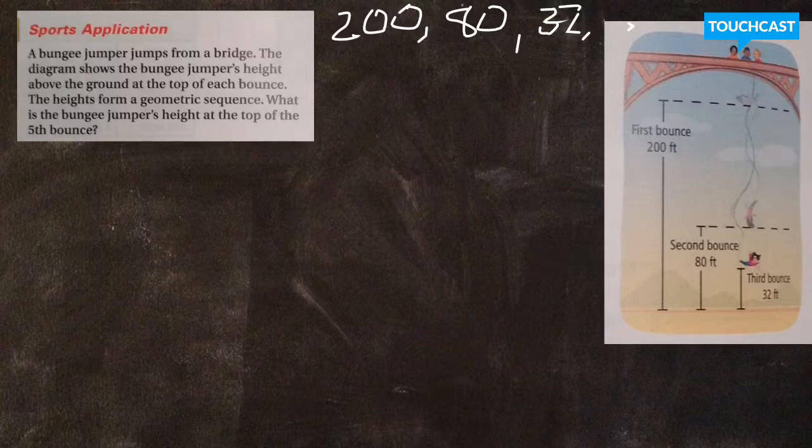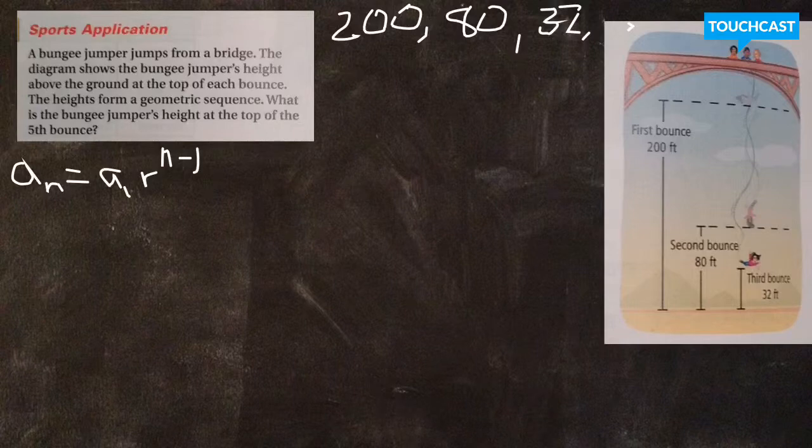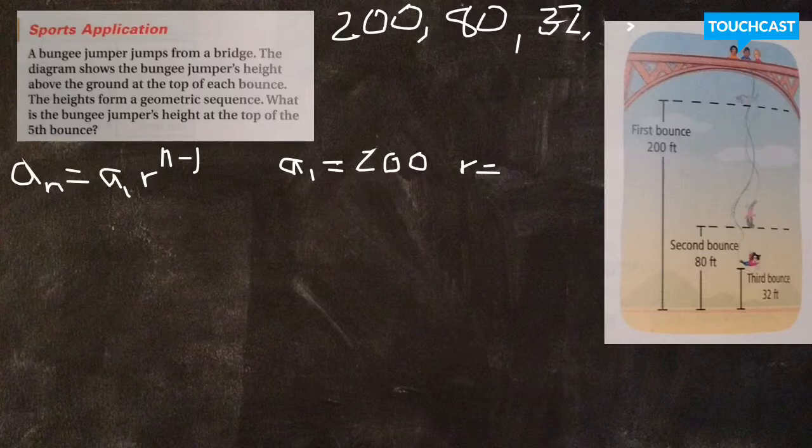So we need to know first our formula. Our formula for a geometric sequence is a sub n is equal to the first term times the common ratio to the power n minus 1. Now we need to identify some important information that we know. We know that the first term is equal to 200 because that's the height of the first bounce. We don't know our common ratio yet, so we'll come back to find out what r is equal to. But we know that n is 5 because we are looking for the 5th bounce.